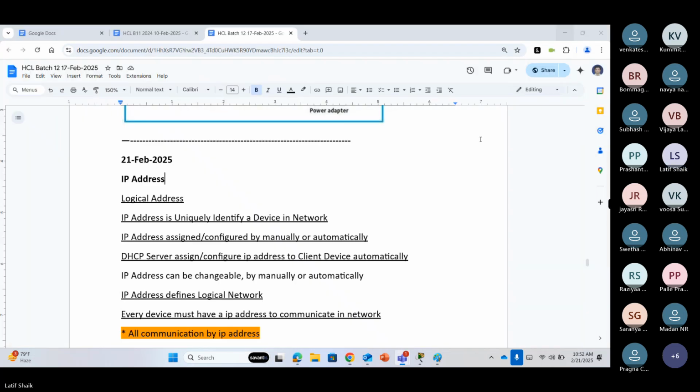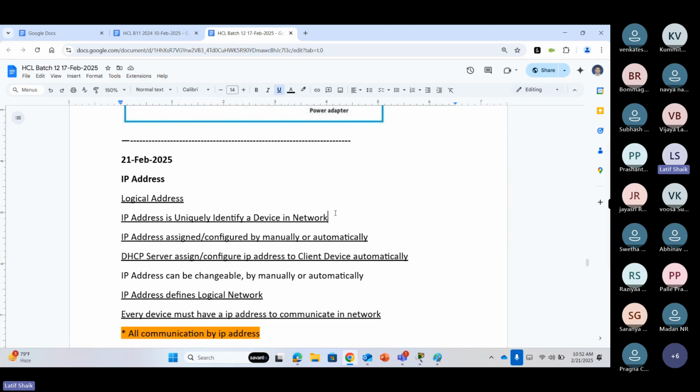Correct. Okay. So here it is. What is an IP address? In the IP and MAC session, we already saw the differences between IP address and MAC address. Now we'll see only the IP address. An IP address is a logical address, whereas a MAC address is a physical address. An IP address uniquely identifies a device in the network.